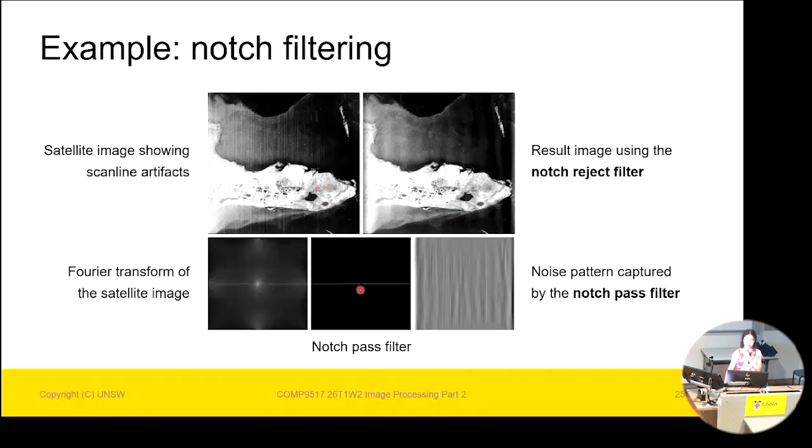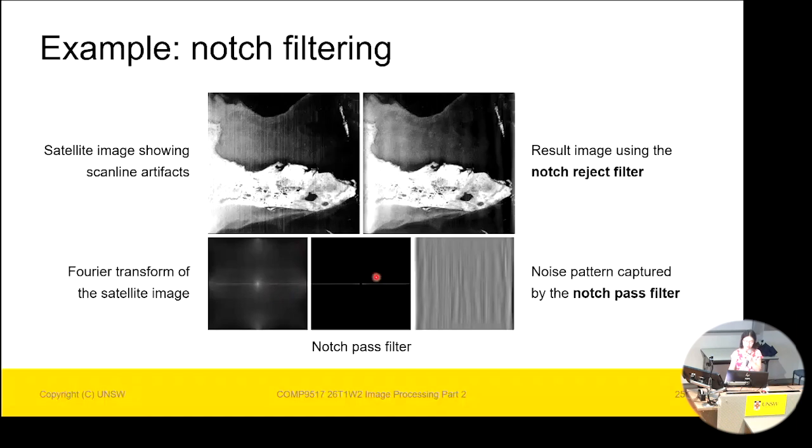And we can also design an inverse of this. So that becomes the notch reject filter. That means only this line is black, and the other parts are passed through. Then if you do that multiplication and inverse Fourier transform, you should directly get this image. So that's the effect of doing this frequency domain processing. You can get close to a perfect result by using this kind of frequency targeted processing.